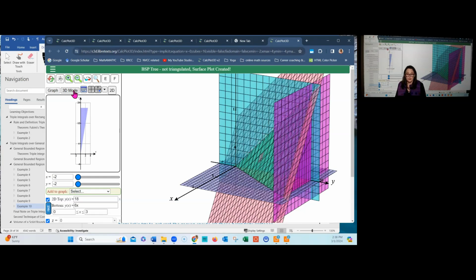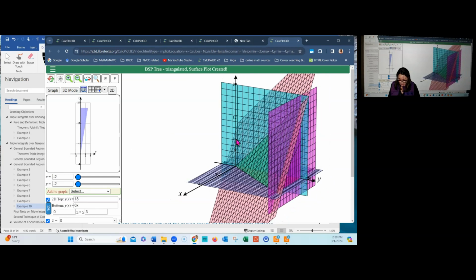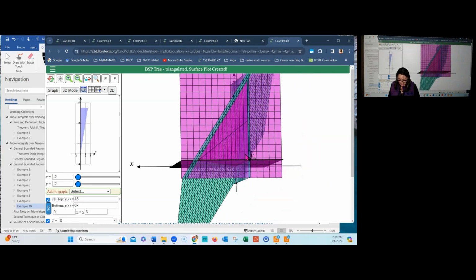There's two forms, triangulated and not triangulated. You can use either one of those and it will produce a good picture. I generally have better results with BSP triangulated. And notice how it smoothed out the intersections where those two surfaces are coming together. So now that we have this created, let's shrink it down a little bit and try rotating it so we can figure out where our solid is.